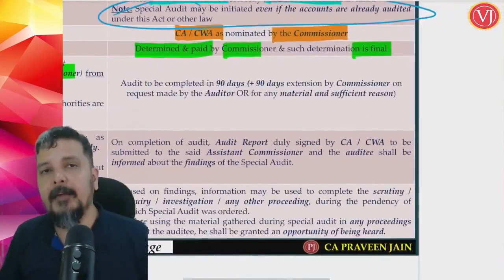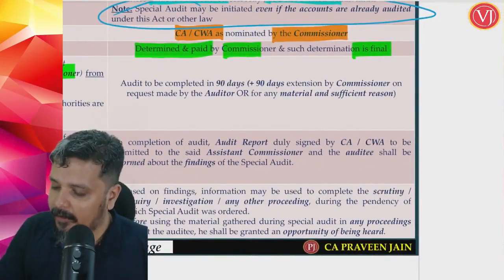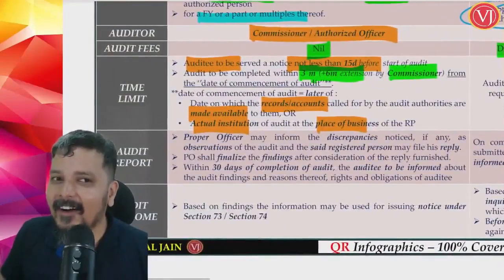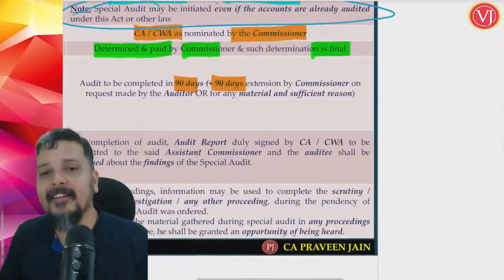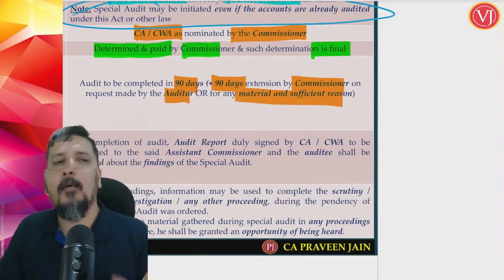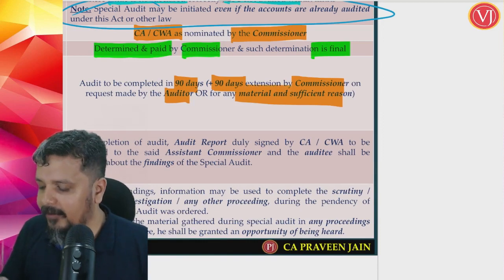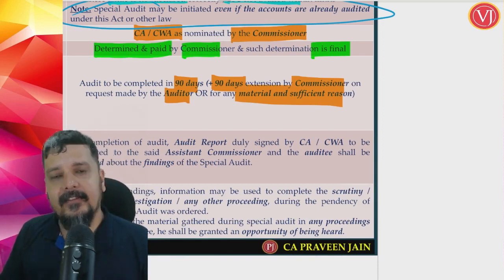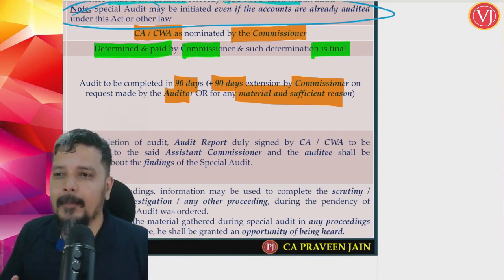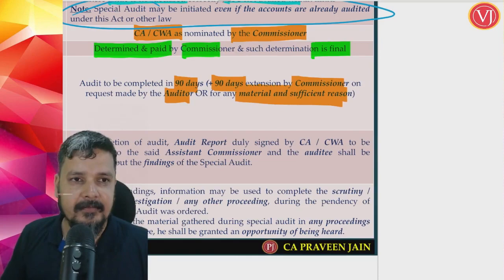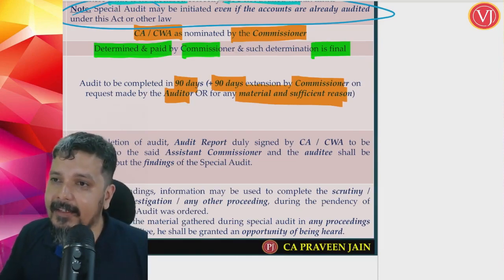Now here, what is the time limit for the CA, CMA to complete the audit? It will be 90 days plus 90 days. See, who is doing the work here? Officer: 3 months plus 6 months. Who's doing the work here? Be proud: 90 days plus a 90 days extension given by the commissioner on the request by the auditor. At times suo moto, because of material insufficiency. The auditor himself tells that 90 days is not sufficient, please extend it by another 90 days. Generally the request will be made by the auditor, that is CA, CMA, to ask for extension. At times the commissioner will suo moto extend it for sufficient reasons. So 3 plus 6, 90 plus 90.